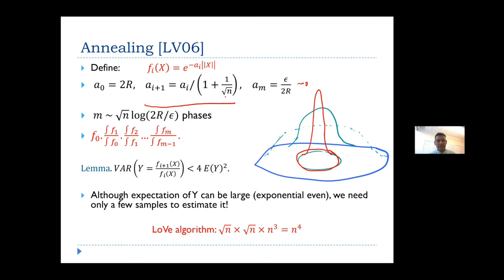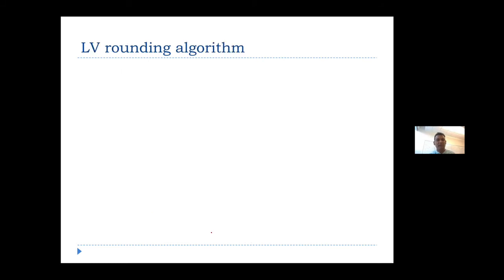Okay, so this is the algorithm we had in 2003. It basically uses root n phases, root n samples per phase, and still n cubed queries per sample, giving n to the 4. If you notice here, the total number of samples we're producing in the entire algorithm is only about n. And that appears to be optimal.